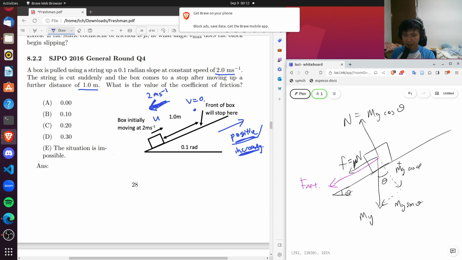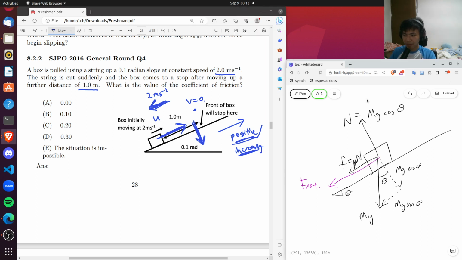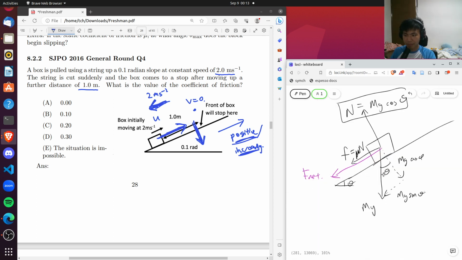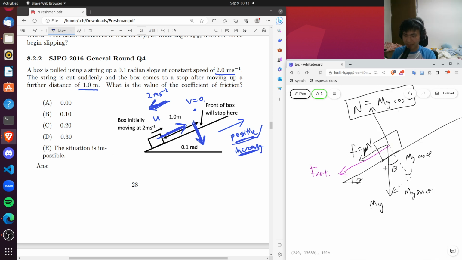Note that even though it's moving up the slope, it is not moving perpendicular to the slope. It's moving parallel to the slope only. In the perpendicular direction, there's no velocity and no acceleration. So hence, n must equal mg cosine theta to prevent sinking. Then friction, we know, is maximized as mu n because the object is sliding already. So friction in this case is mu n, which is mu mg cosine theta.